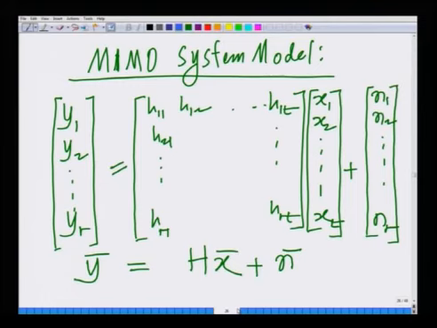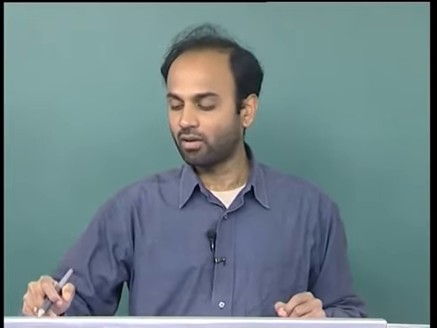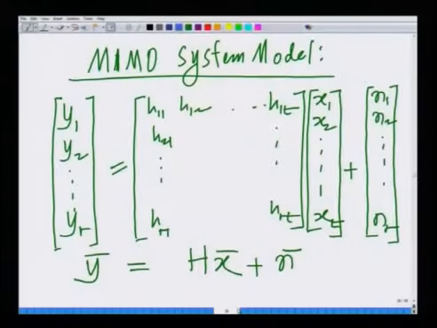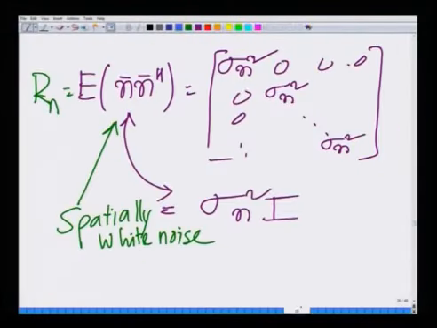Each of the entries of this channel matrix H are the fading coefficients. Hij is the fading coefficient between the ith receive antenna and the jth transmit antenna, plus the noise at each receive antenna, that is n1, n2 up to nr, which is an r dimensional noise vector. And we said that this is spatially uncorrelated noise, hence its covariance is sigma n squared I, that is, sigma n squared proportional to identity.